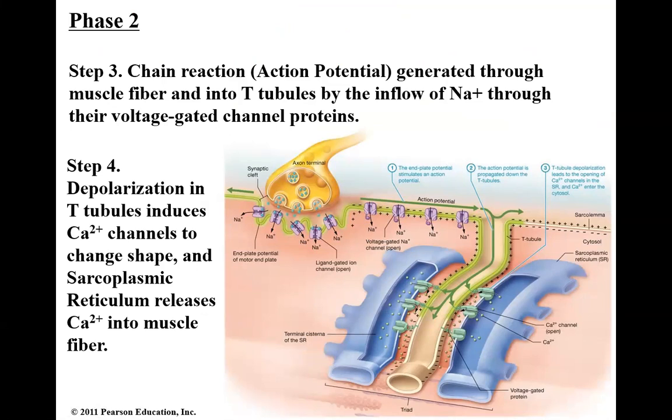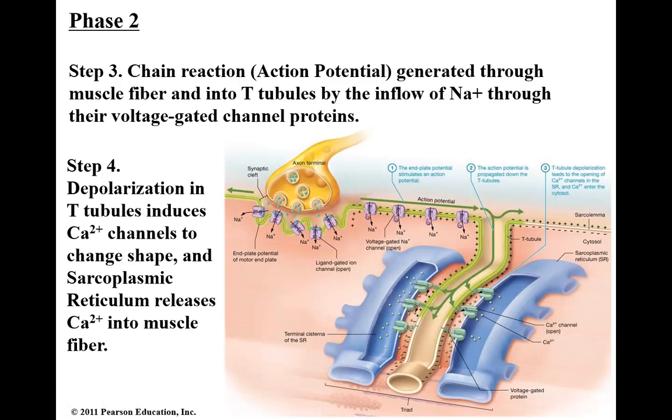First exception is that the action potential is actually going to travel in both directions. Remember that the action potential in neurons only went from axon hillock to axon terminal. Here, the action potential goes every which way across the surface of the muscle cell, including down the T-tubule. And so that is step number 3, action potential down the T-tubules.